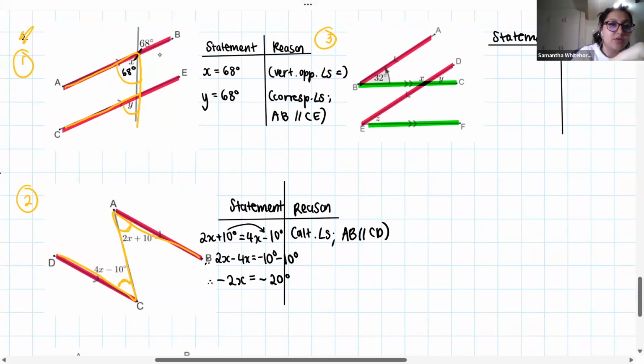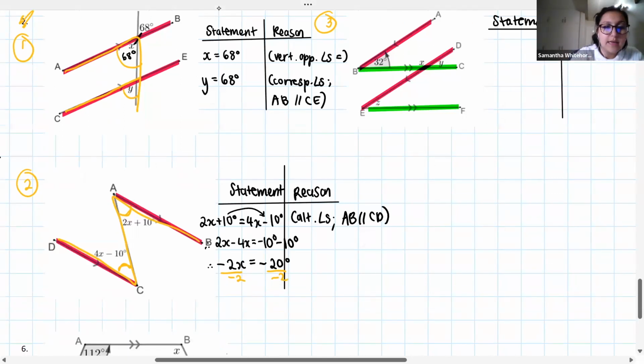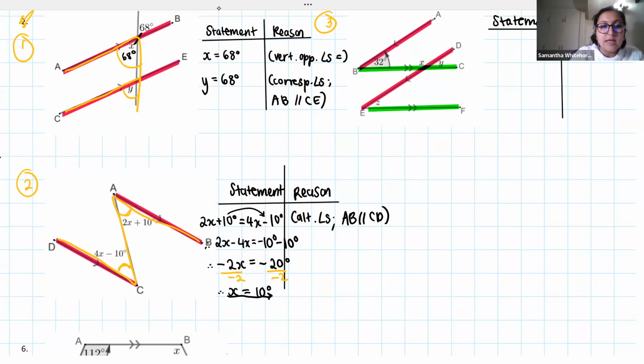I'm solving for x, remember, so I'm going to divide both sides by negative 2 because I want x alone, not negative 2x. Now, guys, remember, negative divided by a negative is a positive. So negative 20 divided by negative 2 is positive 10. And so I've got that x is 10. If we sub it in, 2 times 10 is 20, plus 10 is 30 degrees. 4 times 10 is 40, minus 10 is 30 degrees. They are both equal to each other, as alternate angles are.